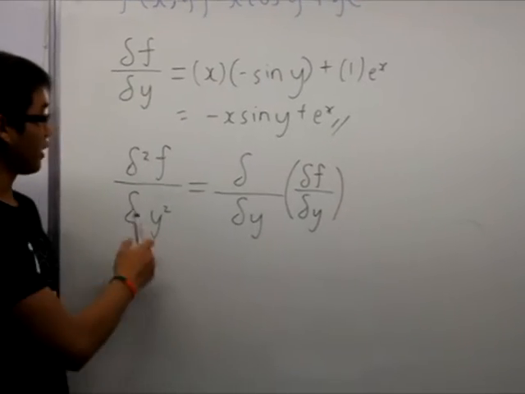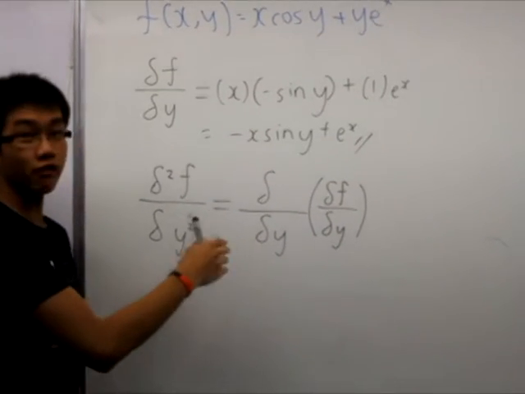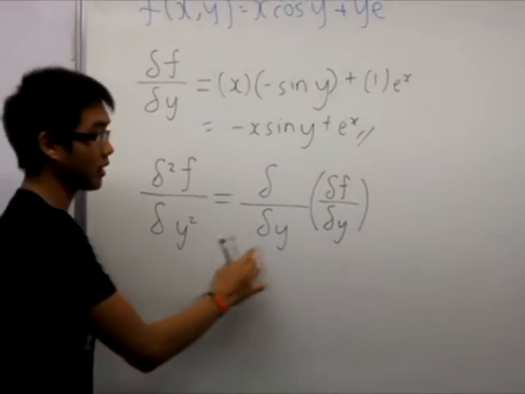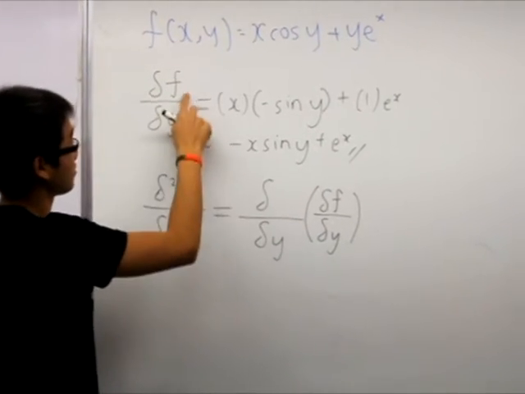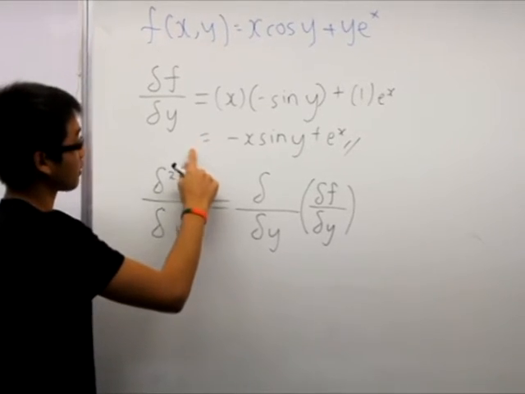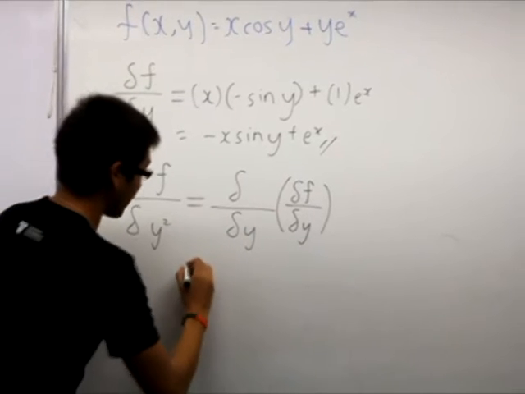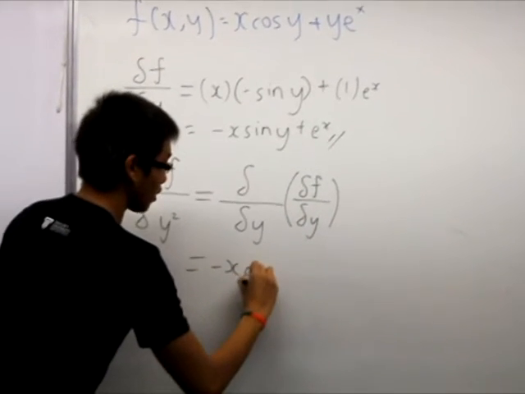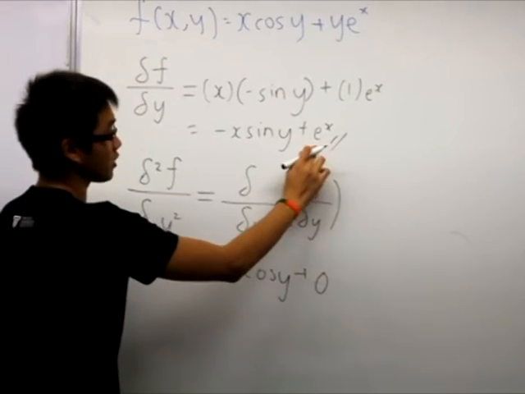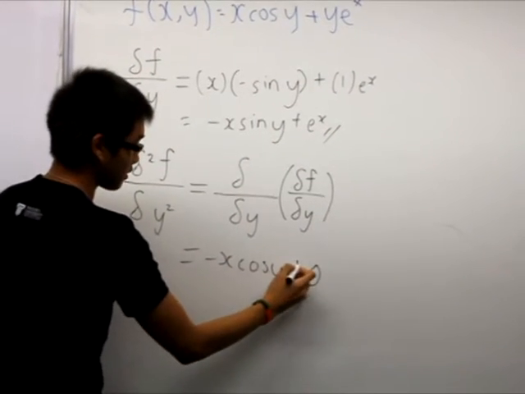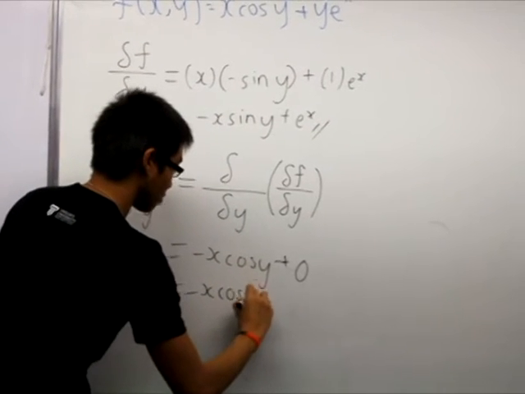Now we find the second derivative of f with respect to y, which means we differentiate df over dy a second time in terms of y. We take the value from the previous one, df over dy, which is negative x sine y plus e^x. The differentiation of this gives negative x cos y plus 0, because e^x is a constant, we get 0. So the answer is negative x cos y.